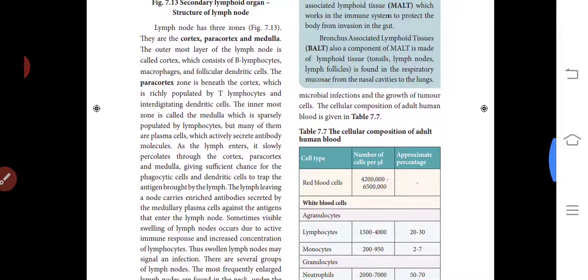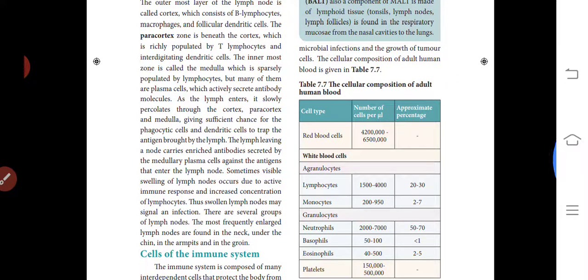As lymph enters, it slowly percolates through the cortex, paracortex and medulla, giving sufficient chance for the phagocytic cells and dendritic cells to trap the antigen brought by lymph. The lymph leaving the node carries enriched antibodies secreted by the cells in the lymph node. Sometimes visible swelling of lymph nodes occurs due to the active immune response and increased concentration of lymphocytes. Swollen lymph nodes may signal an infection.